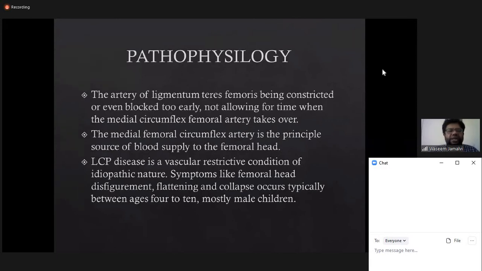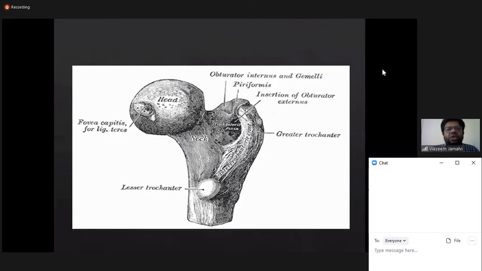So basically, the necrosis of avascular necrosis and decreased blood supply of the head can cause Legg-Calvé-Perthes disease. It is a vascular restrictive condition of idiopathic nature, and symptoms like femoral head disfigurement, flattening, and collapse occur typically around the age of 10, and again it is most common in the male. Look at this picture.